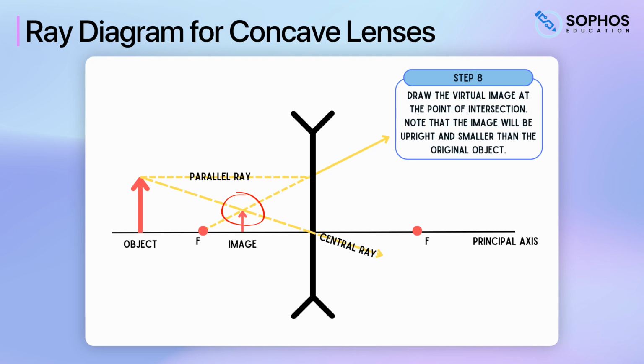Finally, draw the virtual image at this point. The image will be upright and smaller compared to the original object. This completes the ray diagram for the concave lens.